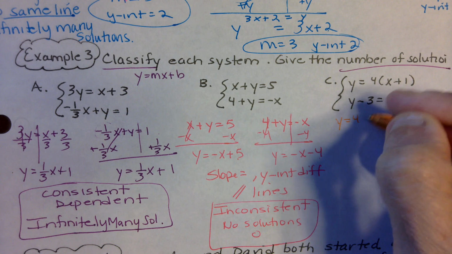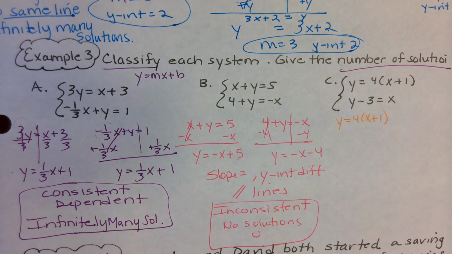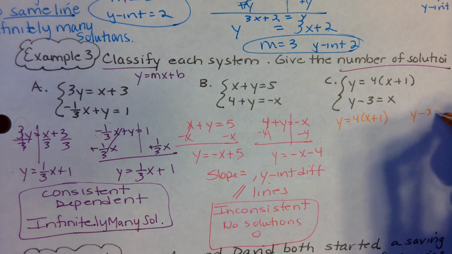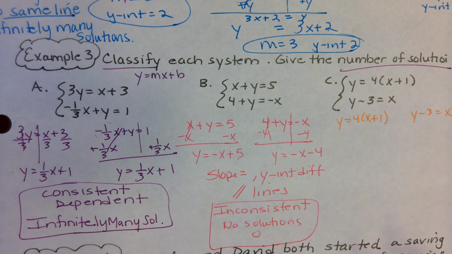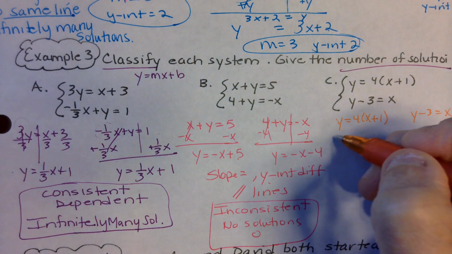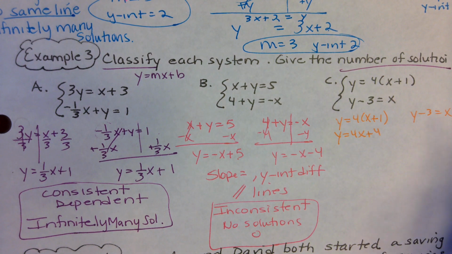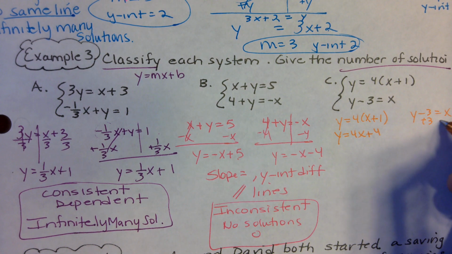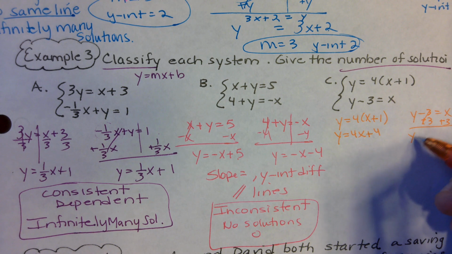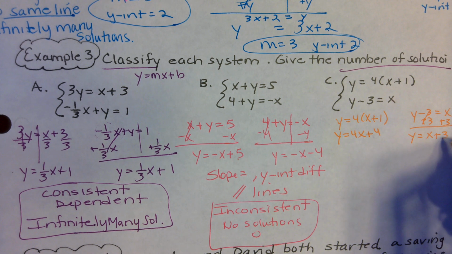Y equals 4 times x plus 1. Y minus 3 equals x. Solve them. Okay, so you can't leave it like that. You can just do the 4x plus 4 distributed. And this one, just move my 3 to the other side. Or your 3, or whoever's 3 it is. And we have that.